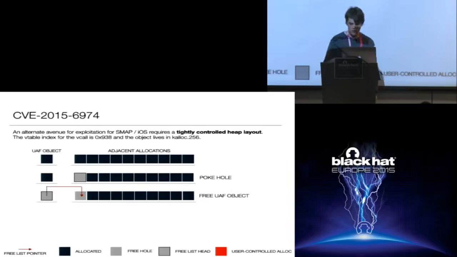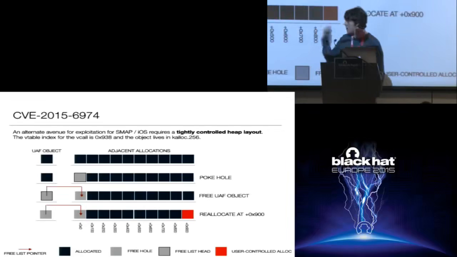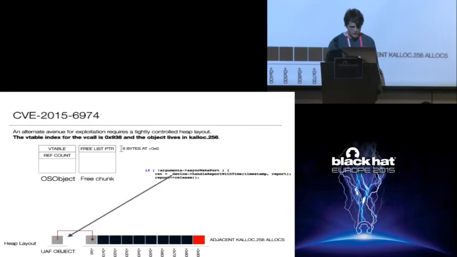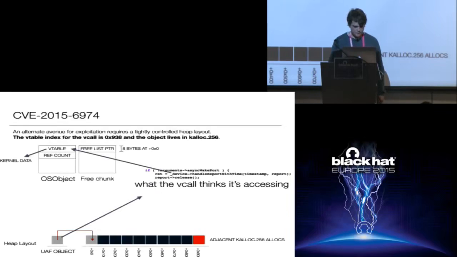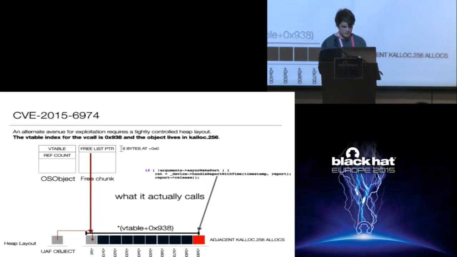And when you do the use after free, the first 8 bytes of the free chunk will be used as a vtable. But it points to our controlled memory. So we can just control the particular chunk of memory which will be the target of our virtual call. And as you can see, the virtual call thinks it's accessing a C++ object, which has a vtable pointer that points to kernel data. But in reality, this is what happens.